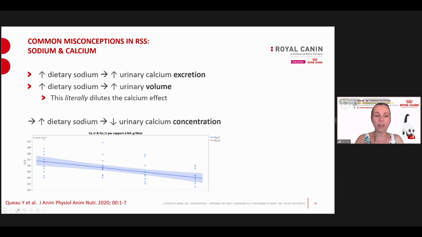And on this picture over here, you can see on the left a lower sodium diet, and on the right a higher sodium diet. On the y-axis, you can see the calcium concentration in urine. You can see a gradual decrease in urinary calcium concentration, which is what matters because it's the concentration that contributes to stone formation, with increasing levels of dietary sodium.